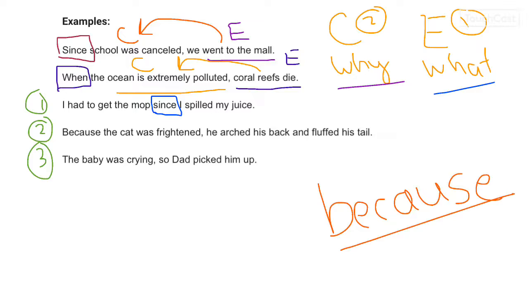This one's a little bit tricky. What happened is in the front. What happened? Well, I had to get a mop, that's the effect. Then we ask ourselves, why did you have to get a mop? Well, I had to get a mop because I spilled my juice. That's the cause. Okay, so that one went from the beginning to the end.